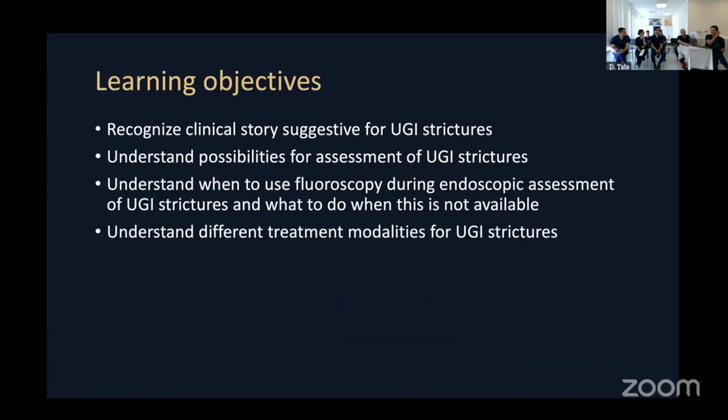As learning objectives, it's to recognize which clinical story is suggestive for upper GI strictures, understand what the possibilities are to assess, when to use fluoroscopy during assessment, and what to do when you don't have it available, and what the different treatment modalities are, and we will delve deeper into that later.